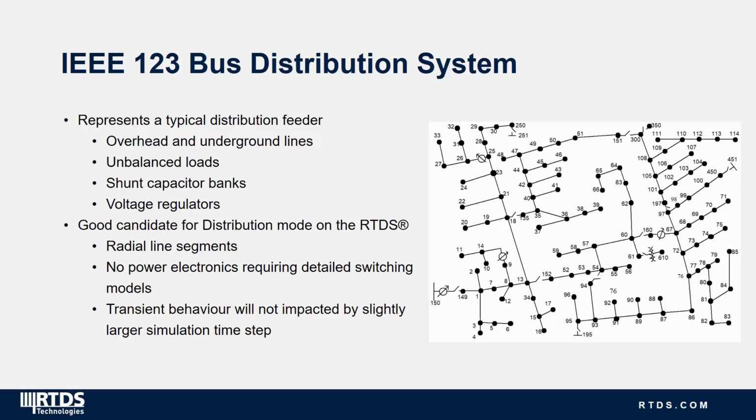This network is a good candidate for distribution mode on the RTDS because of its radial line segments, and it doesn't require any detailed switching models for power electronics. In a system like this, the transient behavior will not be significantly impacted by the slightly larger simulation time step that's used in distribution mode.